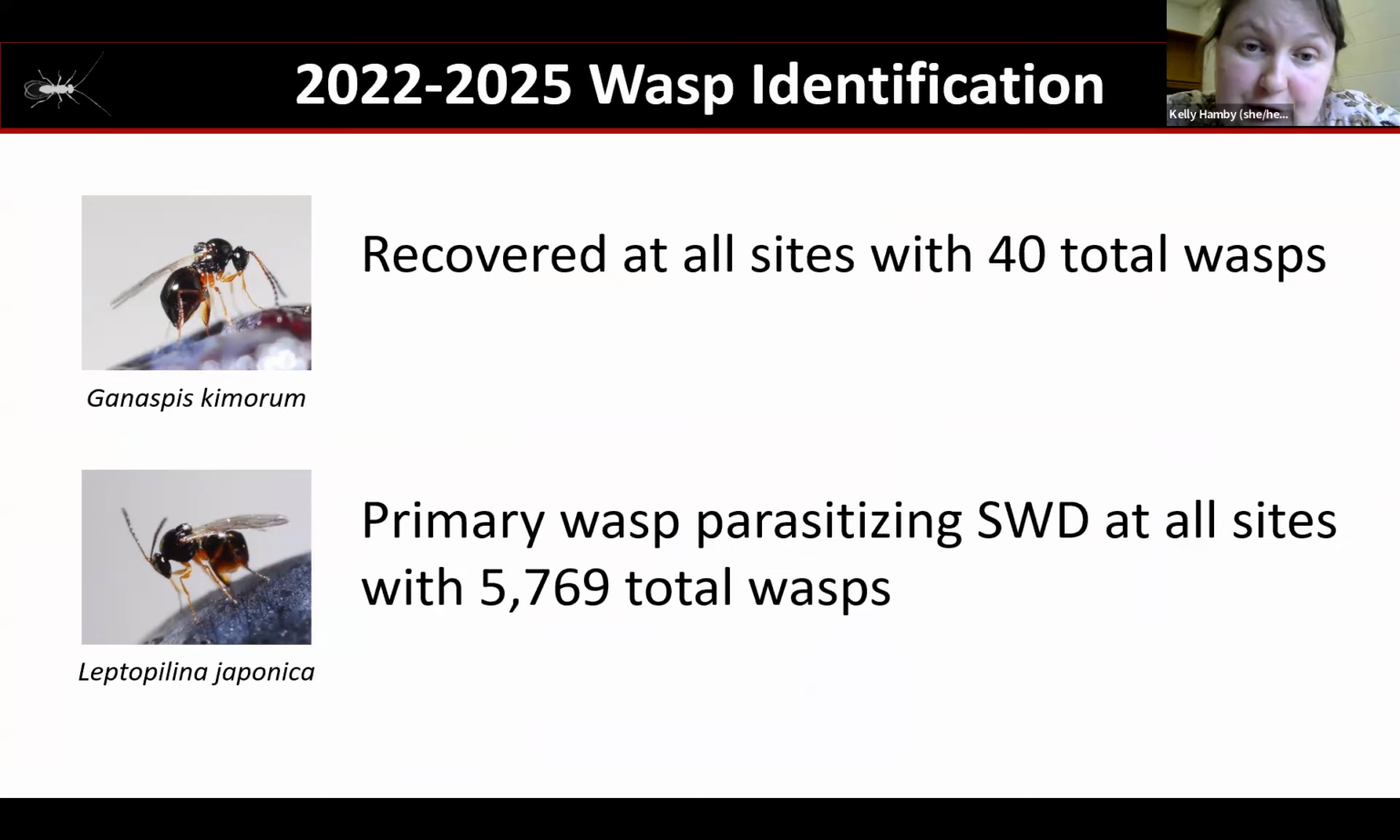So since we've been releasing in 2022 and doing these fruit collections, the wasp that we've been releasing, Ganaspis camorum, we've recovered it at all of the sites, but we've only found 40 total wasps beyond the 12,000 that we released. While we were doing this, we found that other wasp that made its way over here by itself, Leptopolina japonica, is doing very well in Maryland. So it's the primary wasp that's parasitizing spotted-winged Drosophila at all of our sites, and we've reared 5,769 total Leptopolina japonica over the last 4 or 5 years.